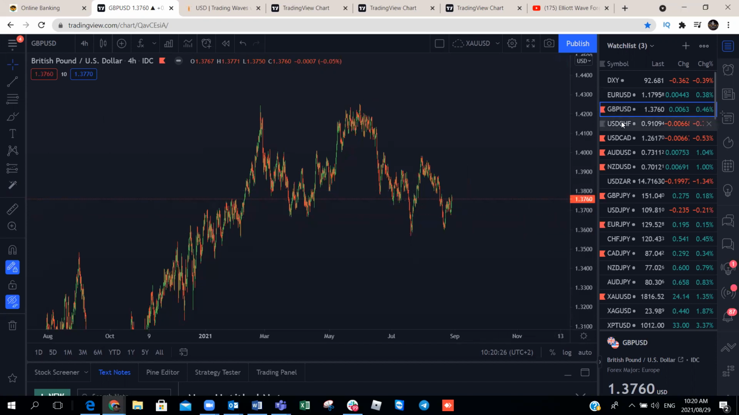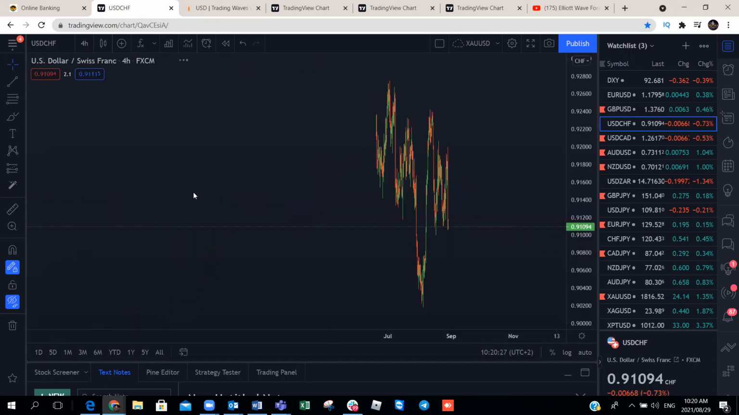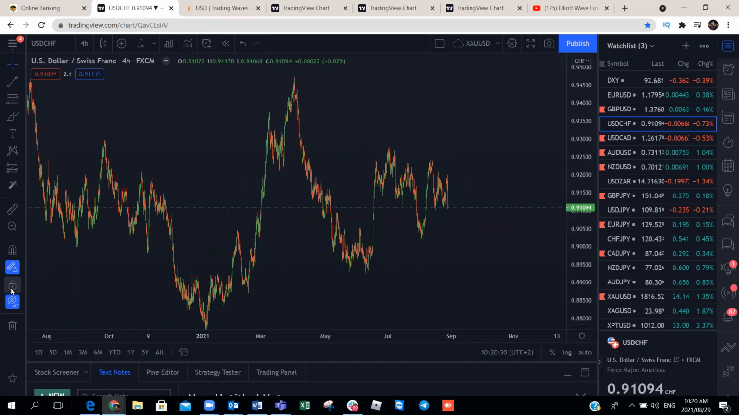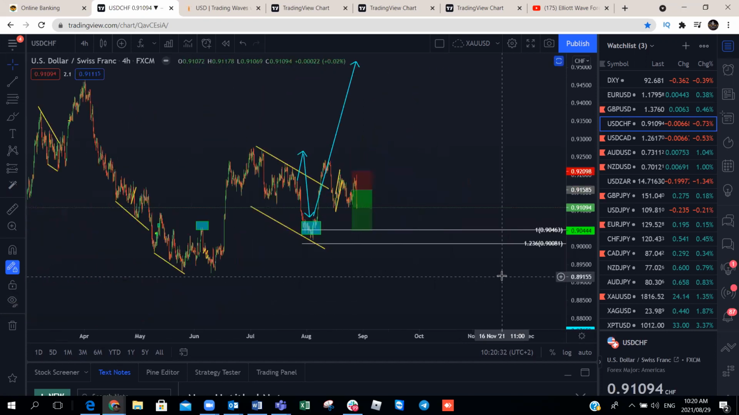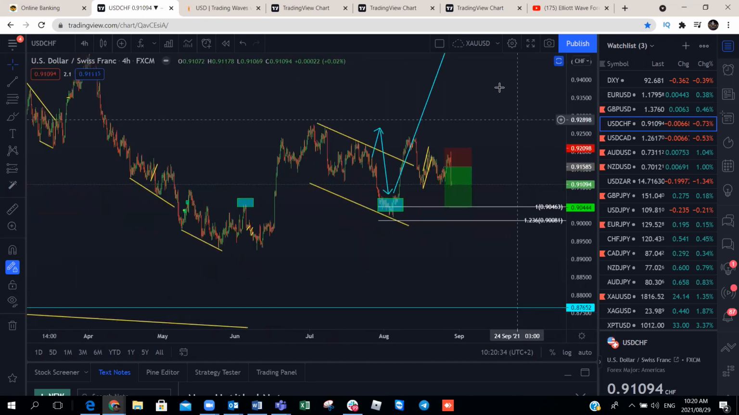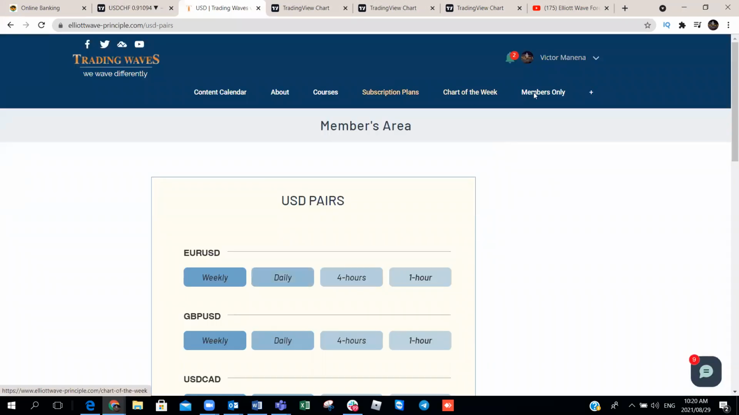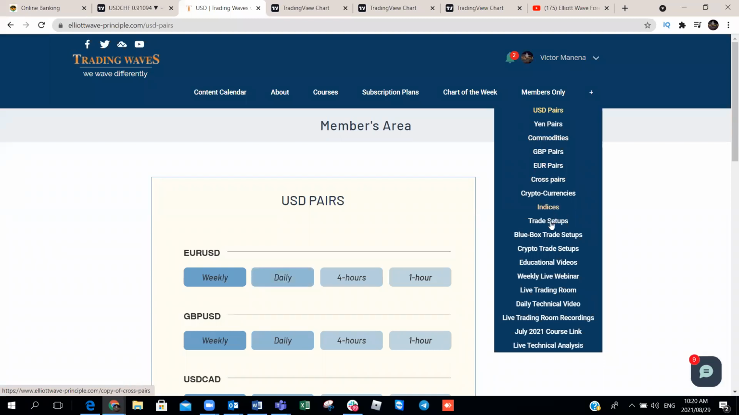Okay, so that is pound US dollar. CHF, we actually have a trade set up on US dollar CHF. We've got a trade running on this one, taken live in our live trading room. As you can see, this is already in play. Let's go back to that trade setup here. We've got that one on the trade setup. Took a while to take off though.